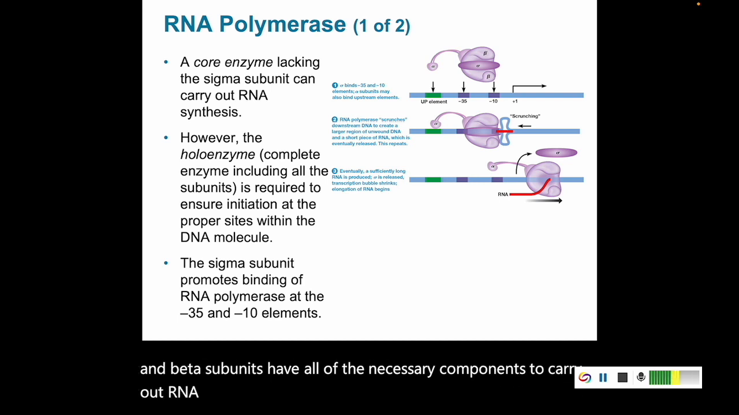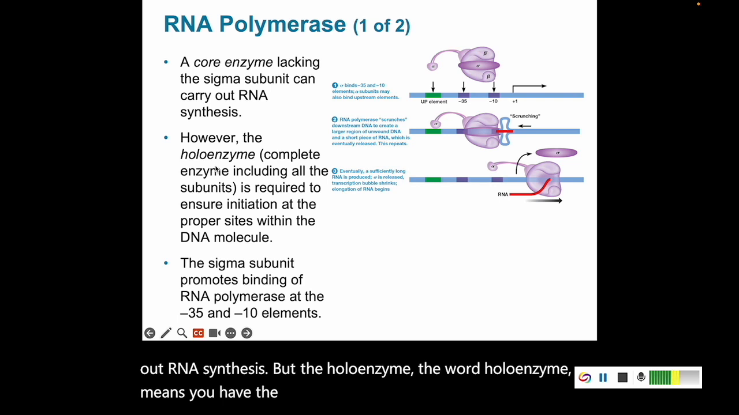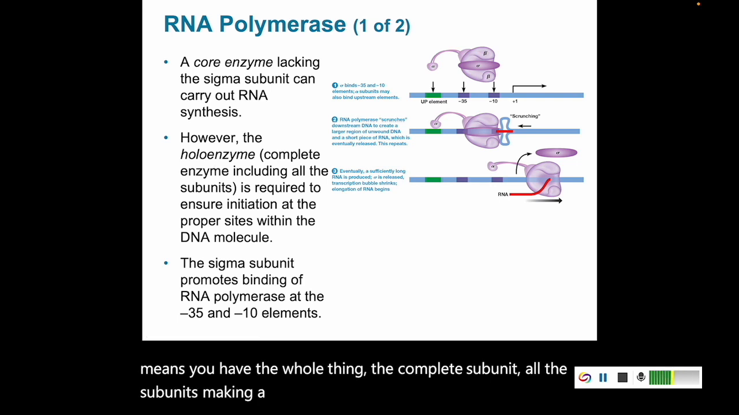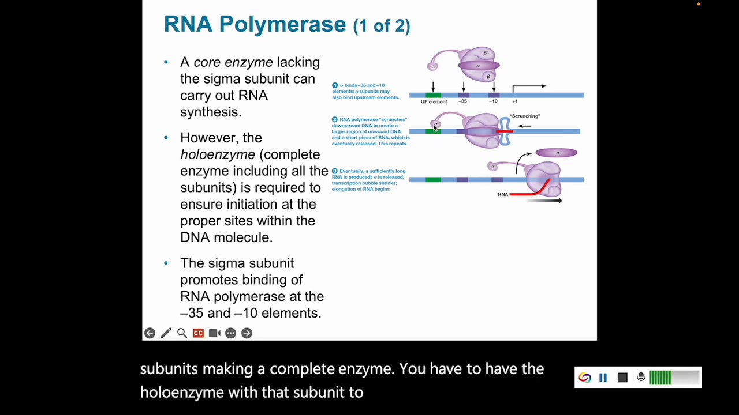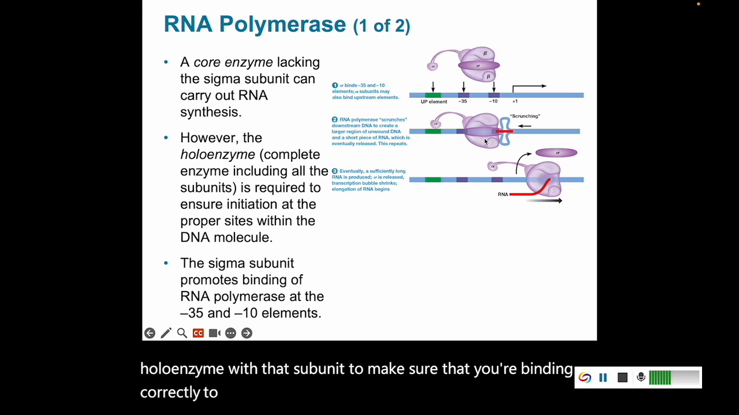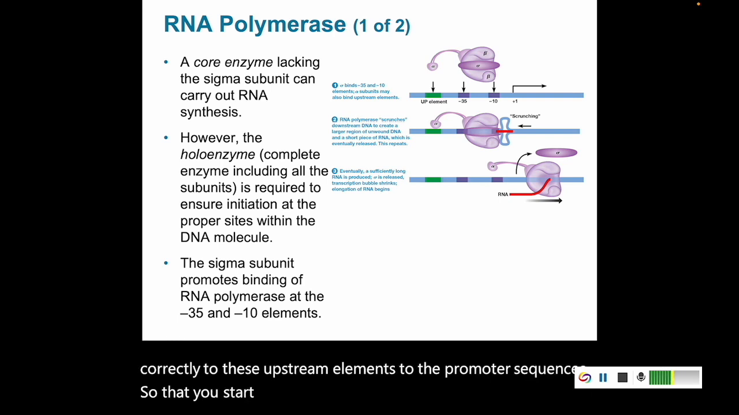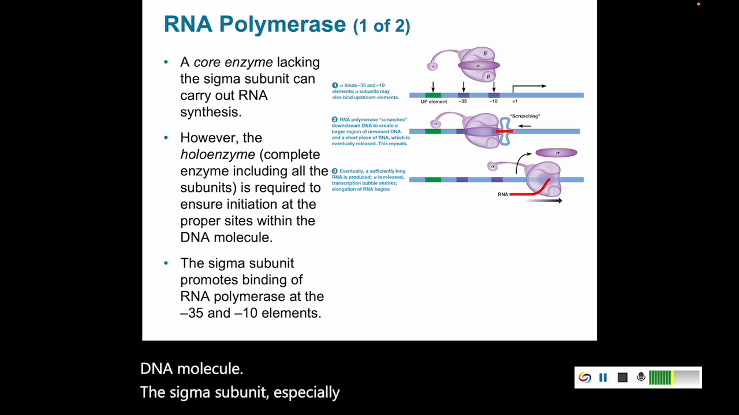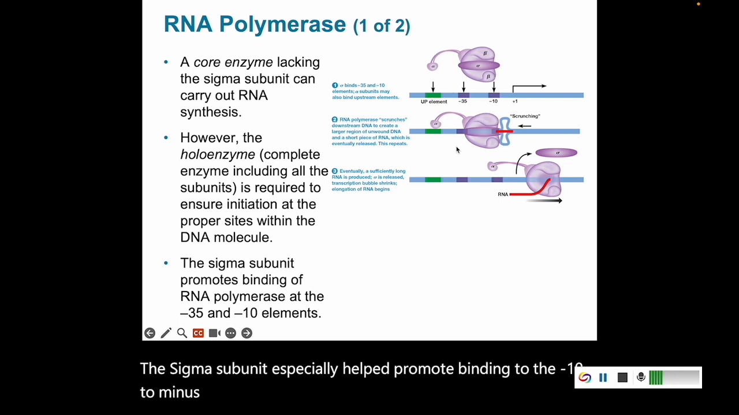But the holoenzyme, the word holoenzyme means you have the whole thing, the complete enzyme with all the subunits. You have to have the holoenzyme to make sure that you're binding correctly to these upstream elements, to the promoter sequences, so that you start initiation correctly at the correct spot in your DNA molecule. The sigma subunit especially helps promote binding to the -10 and -35 elements.